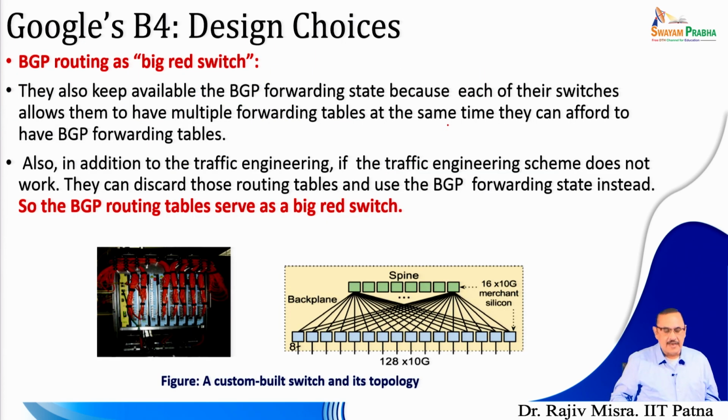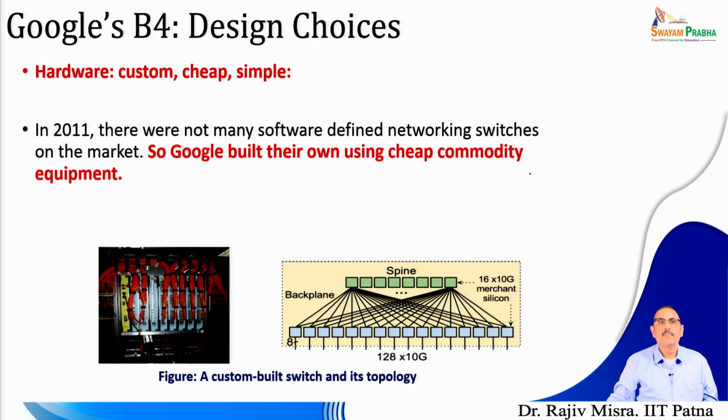Now, what are the design choices? BGP routing is considered as a big switch. It also keeps the BGP forwarding state available, because each switch allows multiple forwarding tables, and at the same time they can afford to have the BGP forwarding table. In addition, if the traffic engineering scheme does not work, they can discard the routing table and use the BGP forwarding state instead. So, the BGP routing table serves as a big red switch in their topology.